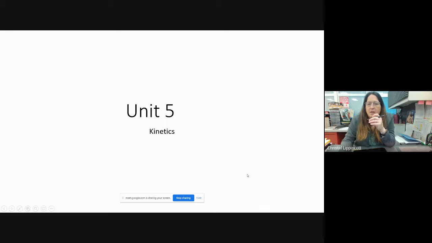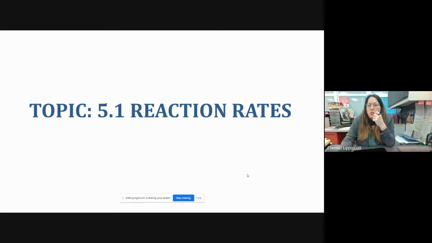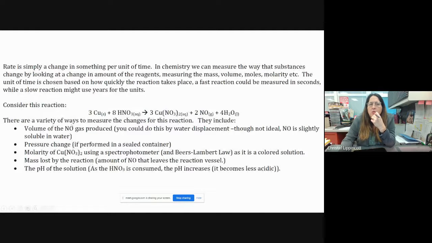All right, kinetics. We're talking about kinetics here. So this is starting our unit on reaction rates. So rates, we're going to be dealing with time here. Some event happening per amount of time. So again, a change in something per unit time.